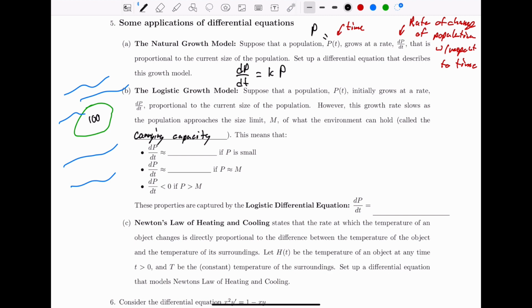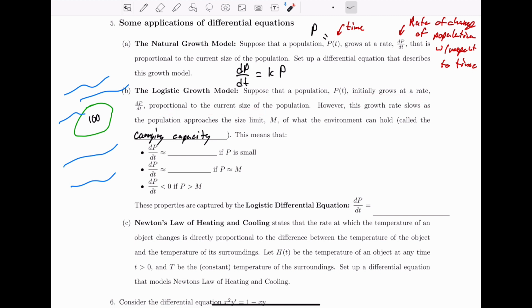So we have a population, and initially, if the population is small, it doesn't feel the effects of the environment. It's not restricted by the size of the island. When we have just a few rabbits, they can roam around however much they want, and so we have natural growth with a small population. So initially, growth rate is proportional to the current size.